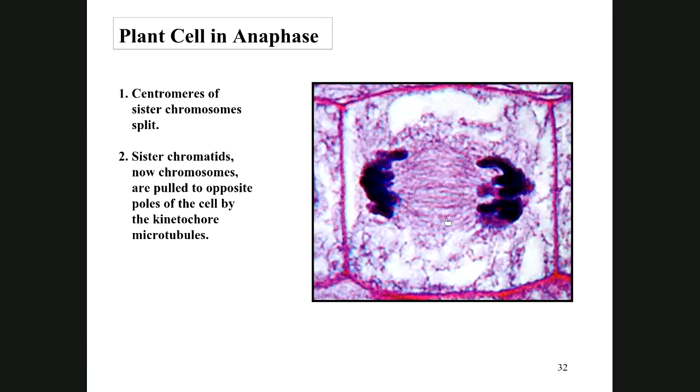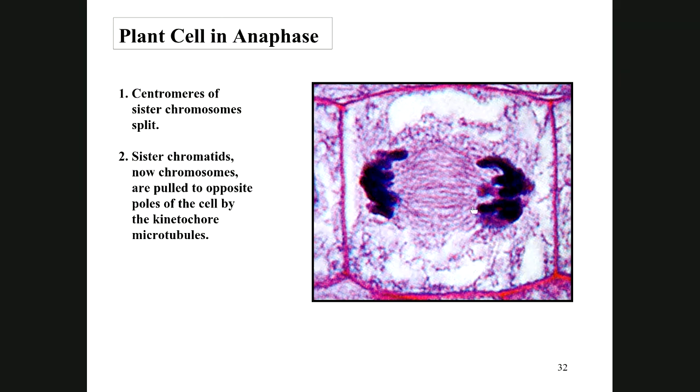Now we're in anaphase. The centromeres of the sisters are split. Yeah, the kinetochores are split, and the sisters are pulled to opposite poles. Sister chromatids, now chromosomes, are pulled to opposite poles of the cell by the kinetochore microtubules. So there's your spindle apparatus still set up here, but the kinetochore microtubules are pulling the new chromosomes to opposite poles. And you're going to have a nucleus form around that DNA.